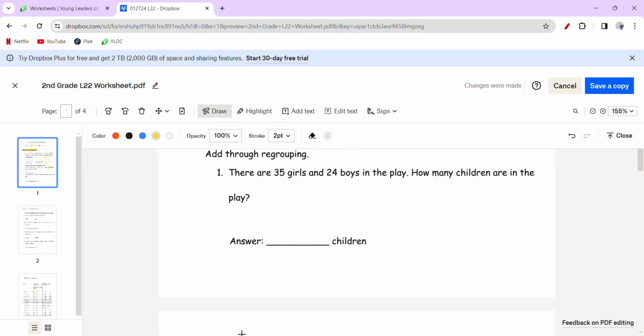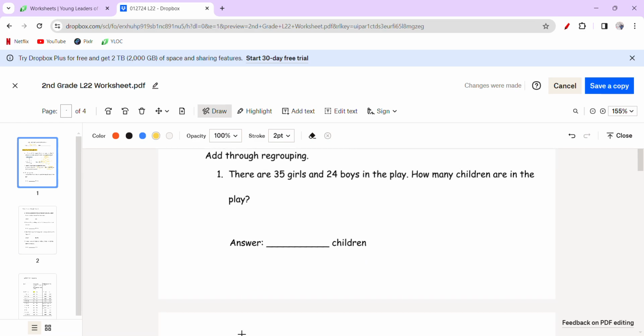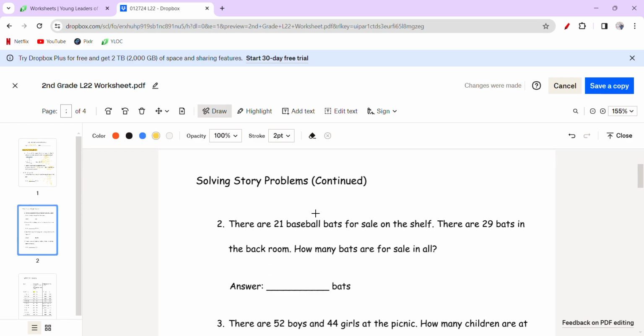So now we are going to learn how to regroup numbers and add them. So if we have 35 girls and 24 boys in the play, how many children are in the play? So this we would simply add, but we have to regroup. Oh, this one you don't have to regroup because the ones place add up to less than 10. So 5 plus 4 is 9. 3 plus 2 is 5. So the answer would be 59 children.